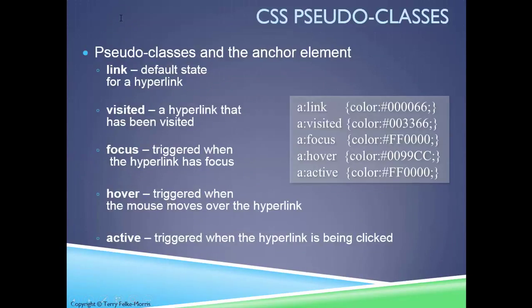All right, let's go back and revisit these pseudo classes that I talked a little bit about before. Notice that there are, I guess, 5 of them. Link, which is the default state for a hyperlink. Visited, which is a hyperlink that you've already gone to. Focus, which means typically when the hyperlink has focus, so you've clicked on it. Hover, when you put your mouse over it. And active, so active is when it's being clicked, and I think focus is right after it's been clicked.